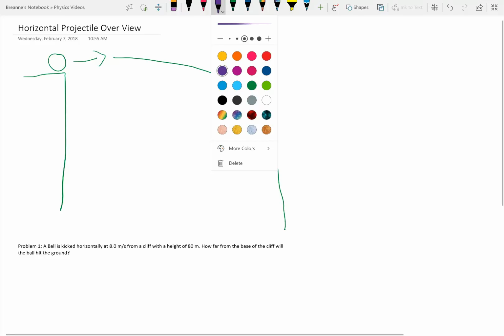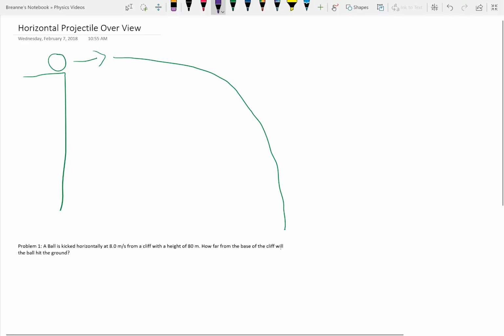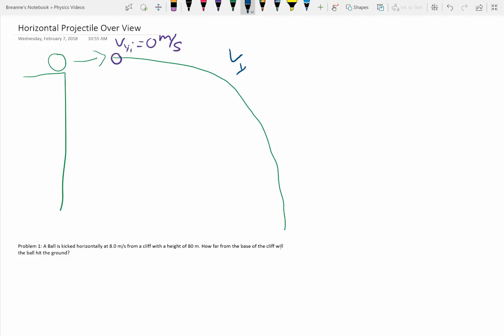Now, a couple of key things to remember: at that very top, our Vy initial is 0. It's because it's still just moving in the horizontal at the very, very beginning. And as it goes down, your Vy is going to speed up until, of course, it hits the ground.